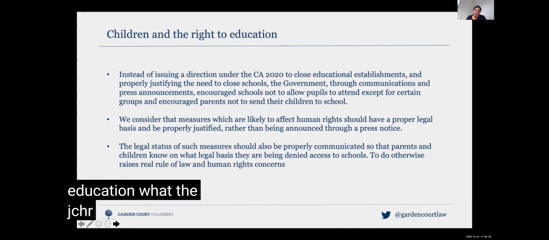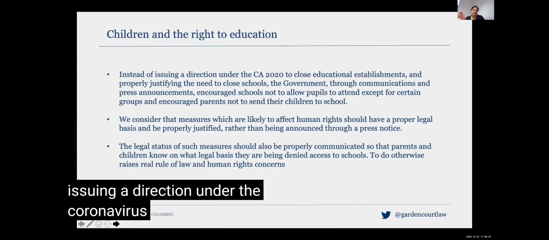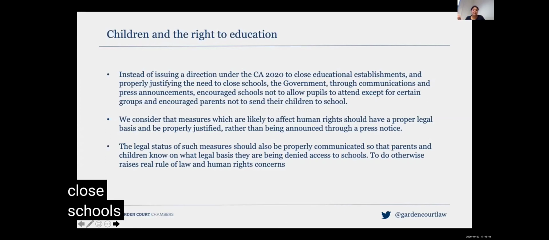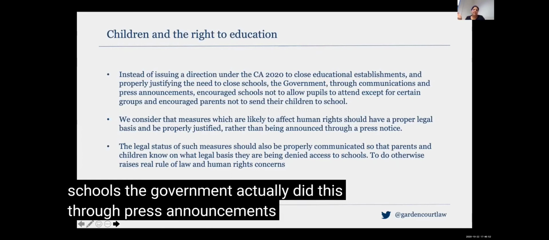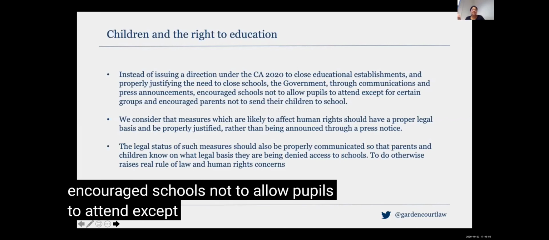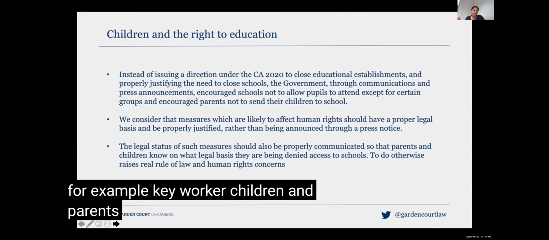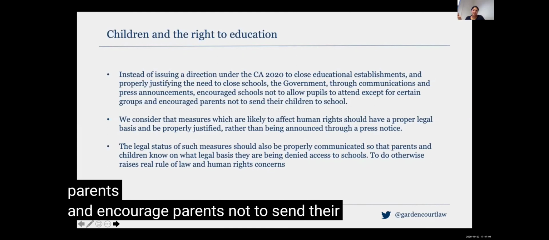what the JCHR identified was that, instead of issuing a direction under the Coronavirus Act to close educational establishments and properly justifying the need to close schools, the government actually did this through press announcements. Really what they did was they encouraged schools not to allow pupils to attend except in certain groups, for example, key worker children and vulnerable children, and encouraged parents not to send their children to school.